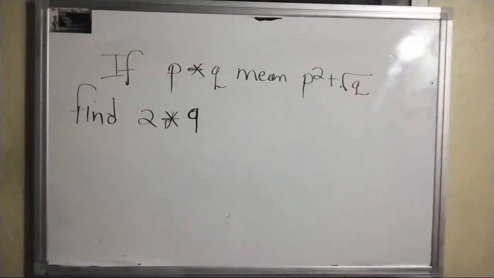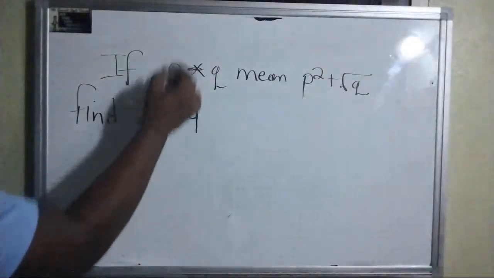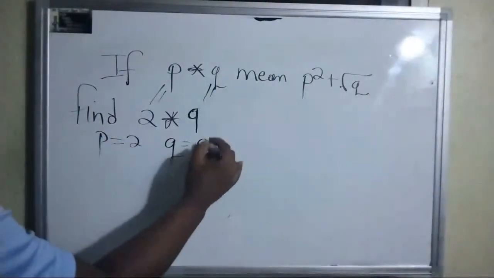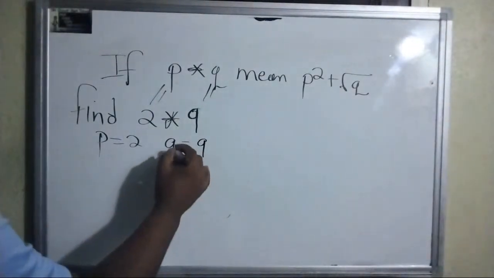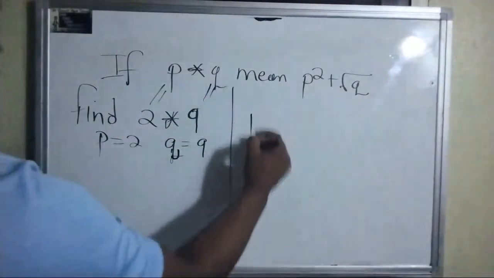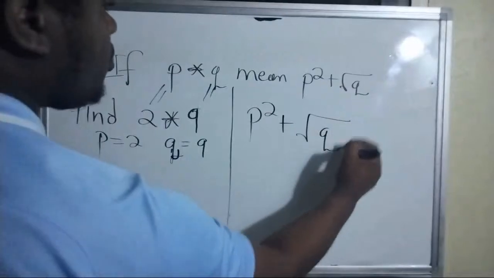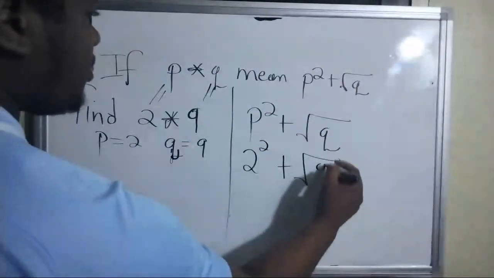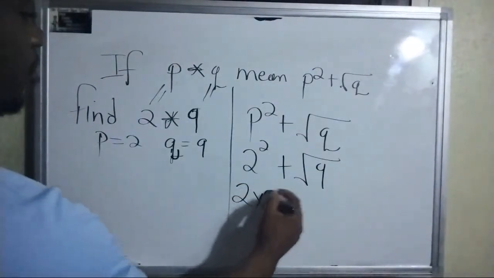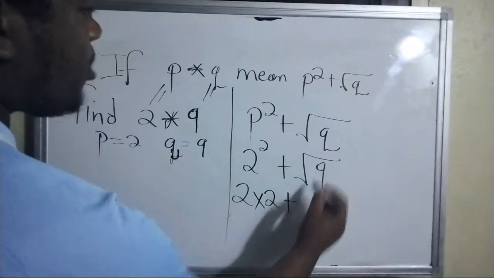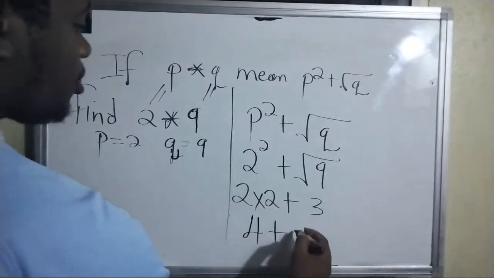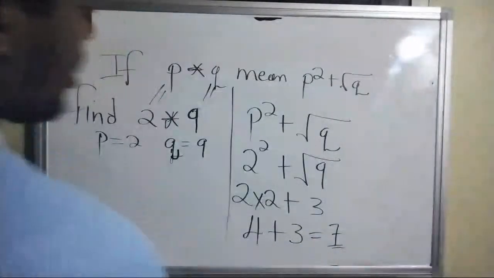Alright, everybody has said 7, so I'm sure it's 7. I may believe now, you know. Alright, so let me look at it. As I said, the first one, P equals 2 and Q equals 9. The rule says P squared plus the square root of Q, right? So that means P squared, P is 2, so it's going to be 2 squared, which is 2 times 2, plus the square root of 9. Which number multiplied by itself gives you 9? That's only 3. According to the BODMAS rule, multiply first, and then we add. Da-da! It is indeed correct, guys.